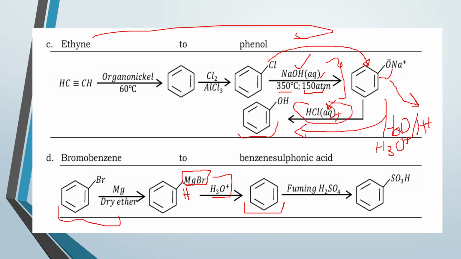So we say that when you're using fuming sulfuric acid to get benzene sulfonic acid, the condition which is required here is not heat but warming. So always make sure that you indicate that condition. Whenever you use fuming sulfuric acid, always warm to get benzene sulfonic acid.